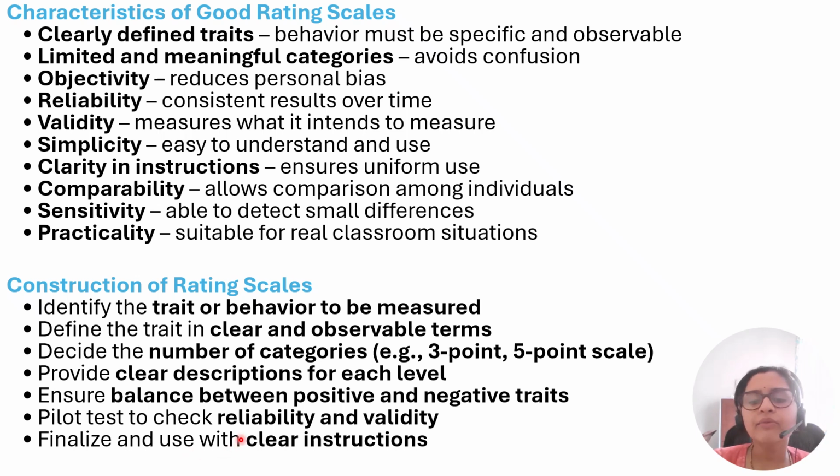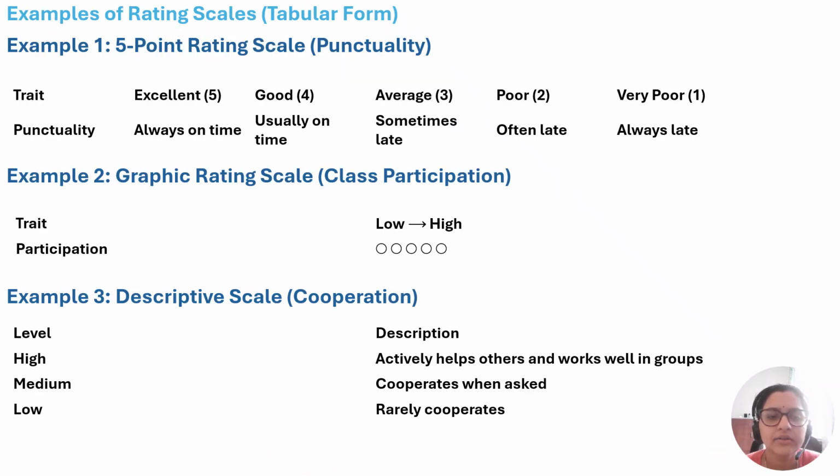Finally, you have to check the reliability and validity, how much it can be used. Will it give clear results? Will the children be able to understand? So one has to check the reliability and validity. And then finally, one has to use it with clear instruction. So let's see the examples of rating scales for clear understanding.